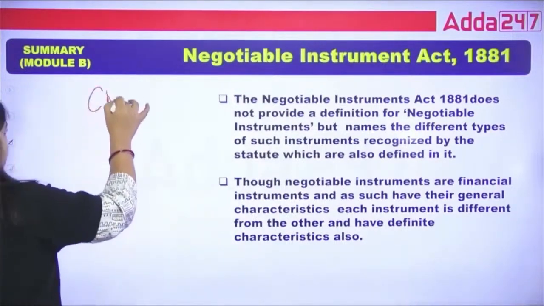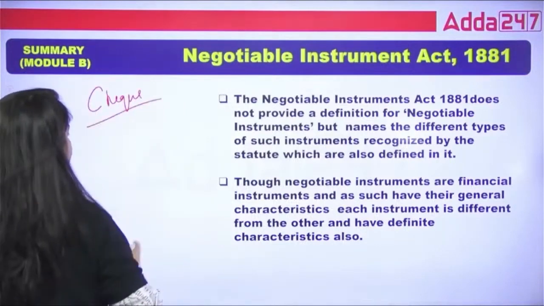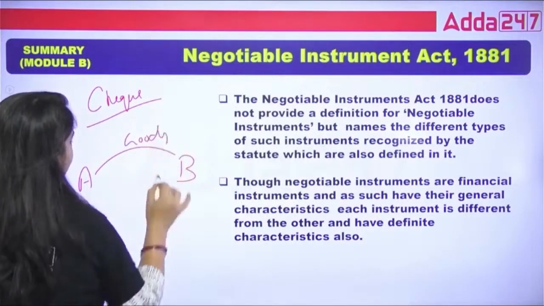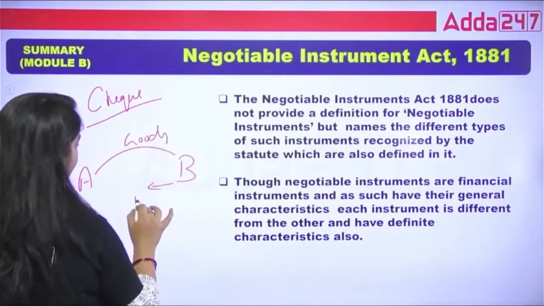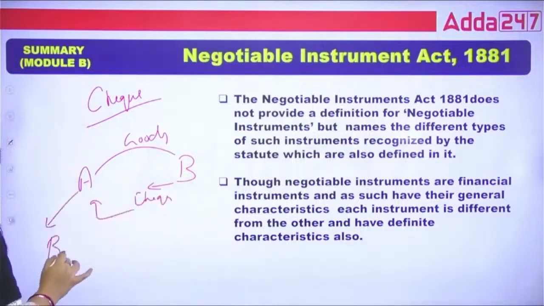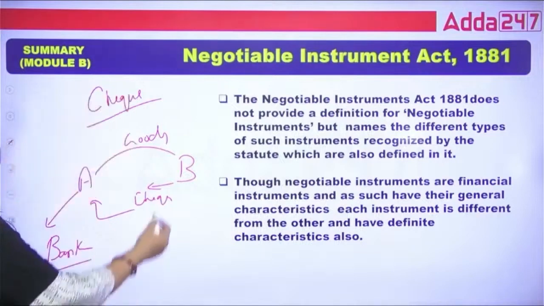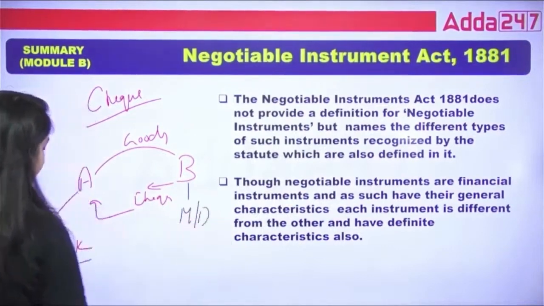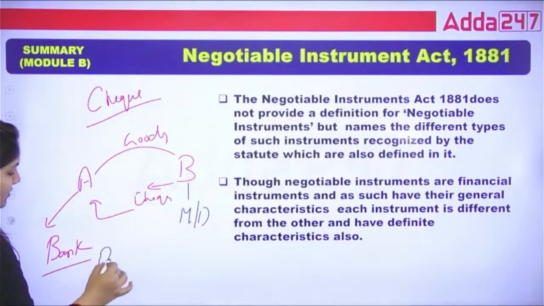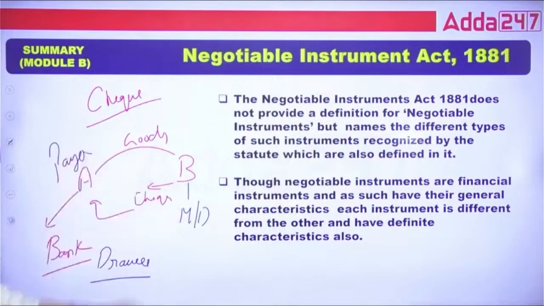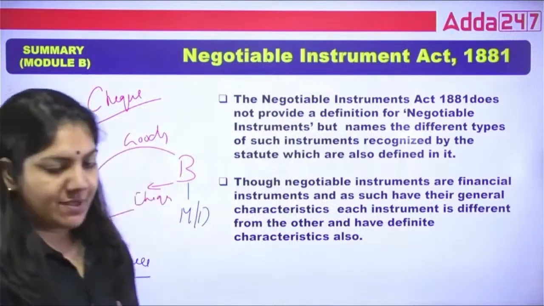So the check is also simple. If I take the example of a check, A and B. A has transferred goods and B has given the check to person A. So A will deposit this check in the bank. So in this case, what will happen? B is called the maker or drawer. The bank, in the case of a check, is always called the drawee. And this A person is called the payee. So this is important in the case of a check. A very important line.